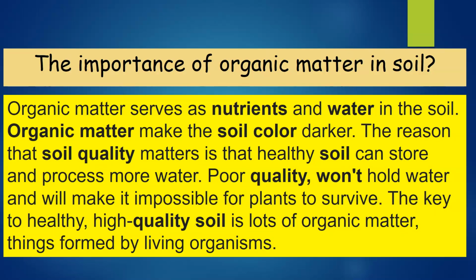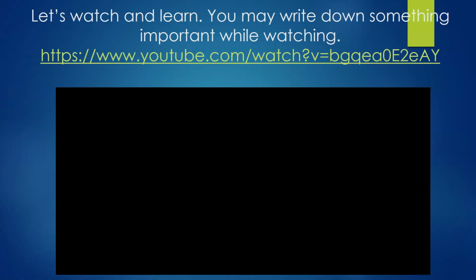The importance of organic matter in soil. Organic matter serves as nutrients and water in the soil. Organic matter makes the soil color darker. The reason that soil quality matters is that healthy soil can store more water. Poor quality soil won't hold water and will make it difficult for plants to grow or to survive. The key to healthy, high quality soil is lots of organic matter, things formed by living organisms.